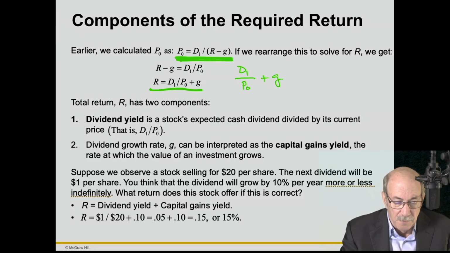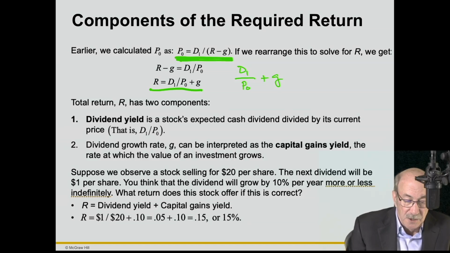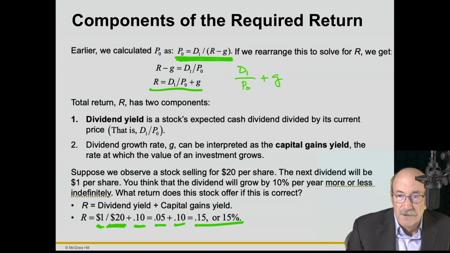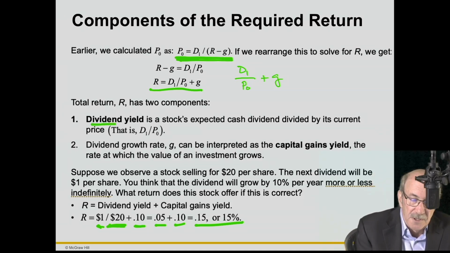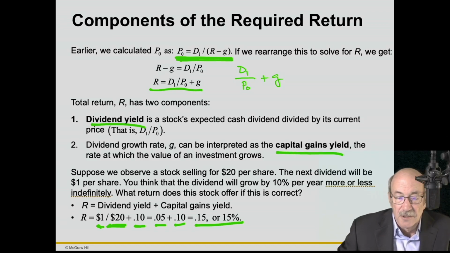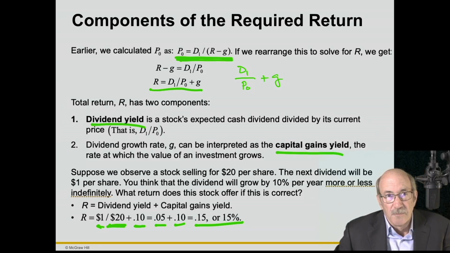So if we wanted to put some numbers on this, in this particular example, if we look at a $1 dividend on a $20 stock, and we have a growth rate of 10%, then that would be 0.05 plus 0.1, or 15% required rate of return. So another way to view it is it's the dividend yield plus the capital gains yield. The growth can be interpreted as the capital gains yield. That's how we get R.